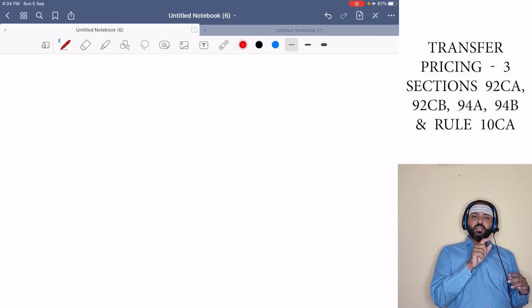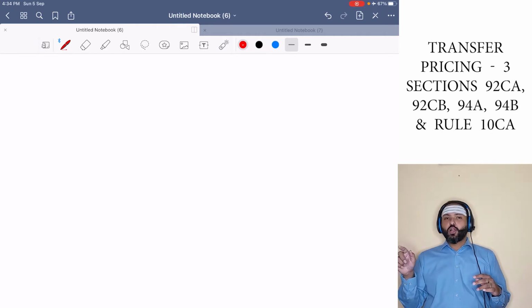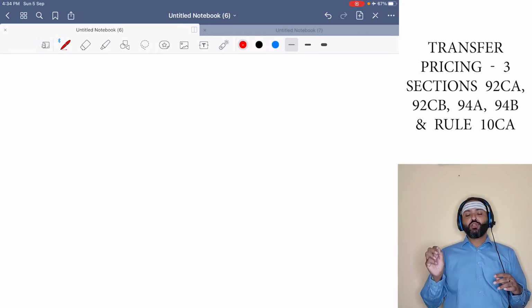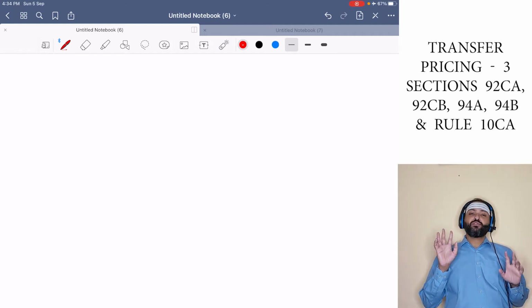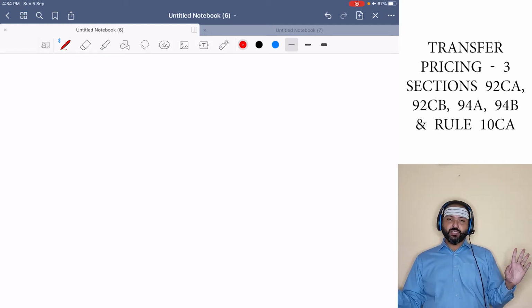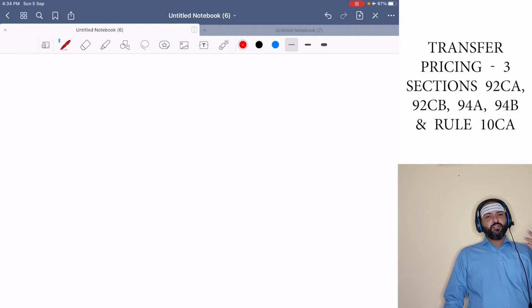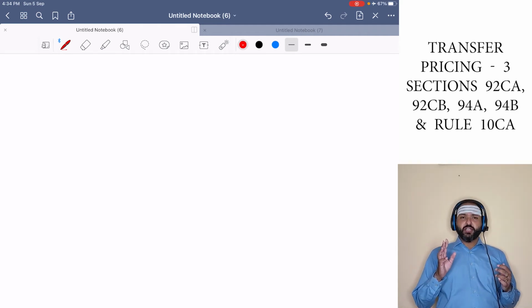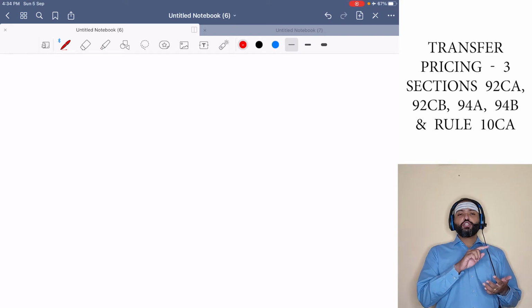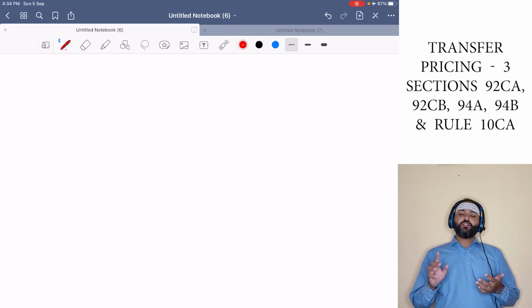So if your arm's length price is between 97 and 103, your transaction price of 100 itself will become the arm's length price. Okay, so what did we tell? First take the average, then apply 3% on the transaction price. Whatever is going to be the bandwidth, 97 to 103 for instance, should be your bandwidth of arm's length price.